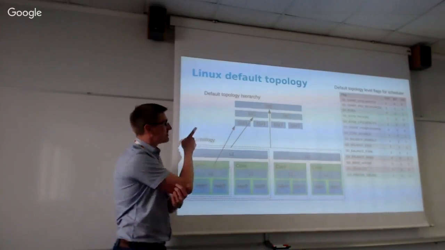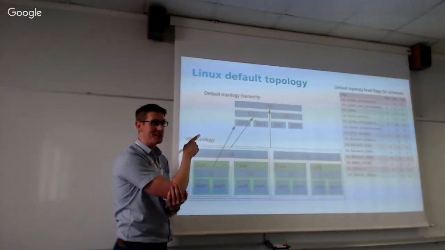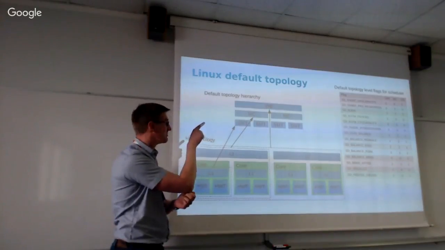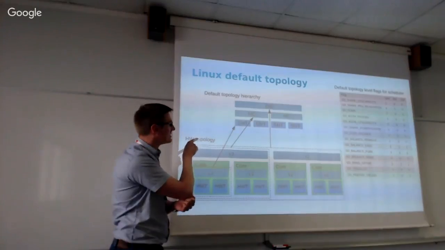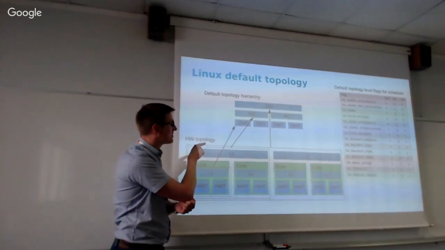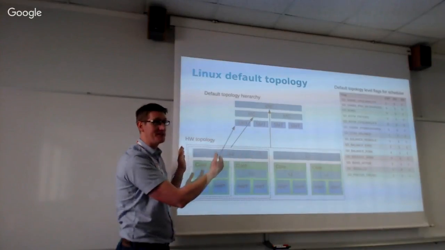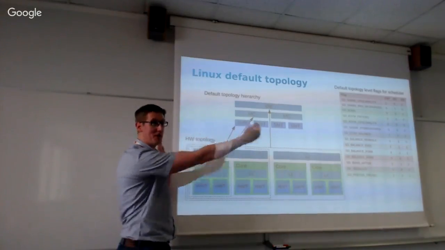And die level, which is hardly used in x86, if I understand it correctly, we still use it on ARM, and that's actually where the problem comes from. It is meant to cover the case where you have multiple last level caches in your system, then the die level would span all of those.